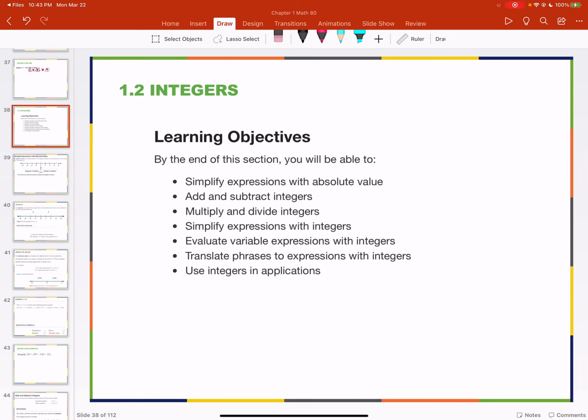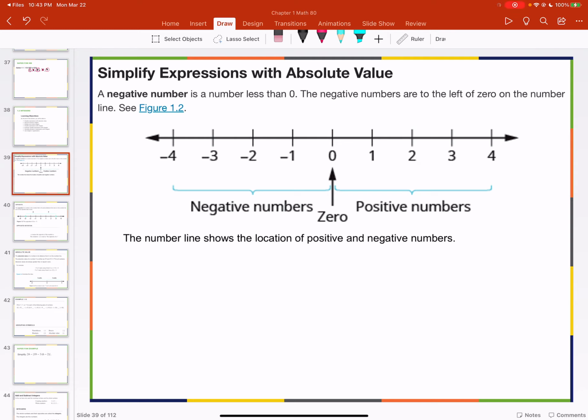Hello, welcome to section 1.2 of our intermediate algebra class. So exciting. We are talking about integers. Let's get into it right here, and we're going to go through all the operations and all that super fun stuff.